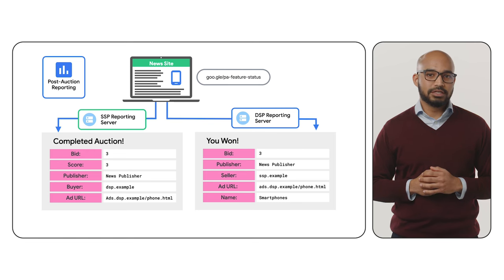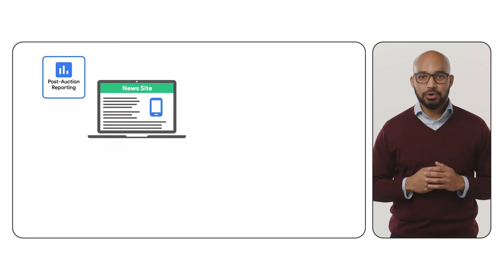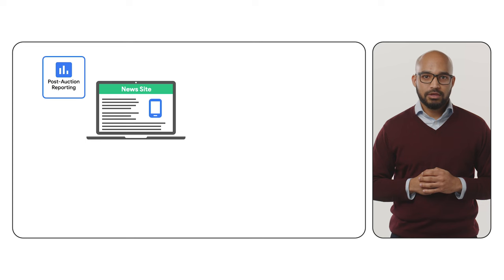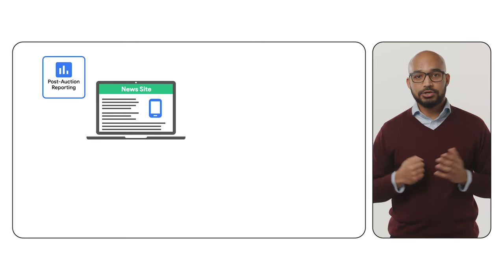With this information, the buyer and seller could do something critical. Make sure the right amount of money changes hands. So we have just showed the post-auction reporting. What about post-render user engagement? This can be captured too.